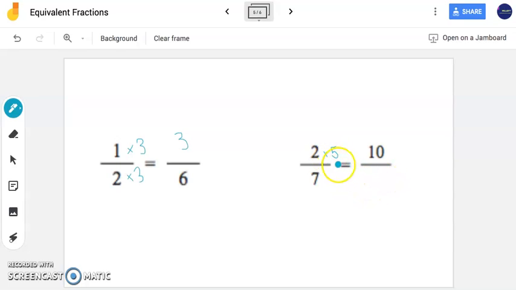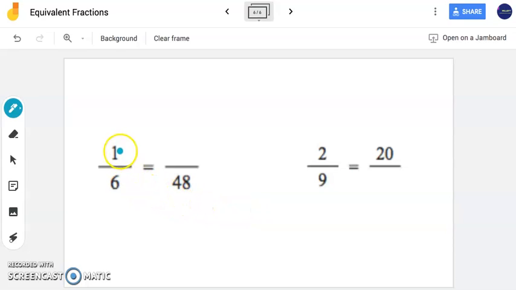Now, if I multiply my numerator by 5, I do the same to my denominator. So now 7 times 5 is 35. So the answer to this problem is 10/35. And my new denominator is 35. Notice here, 2/7 is equivalent to 10/35.